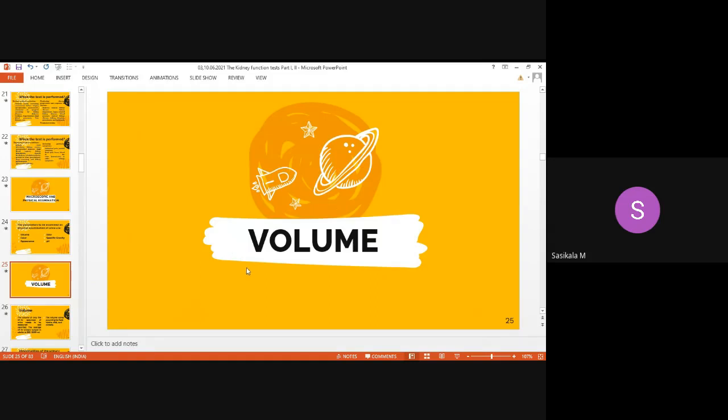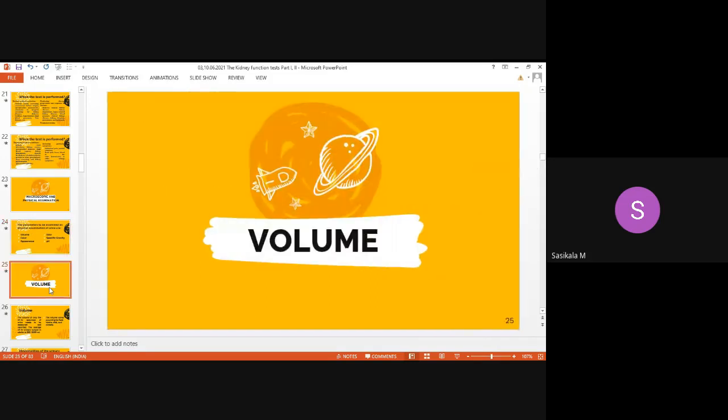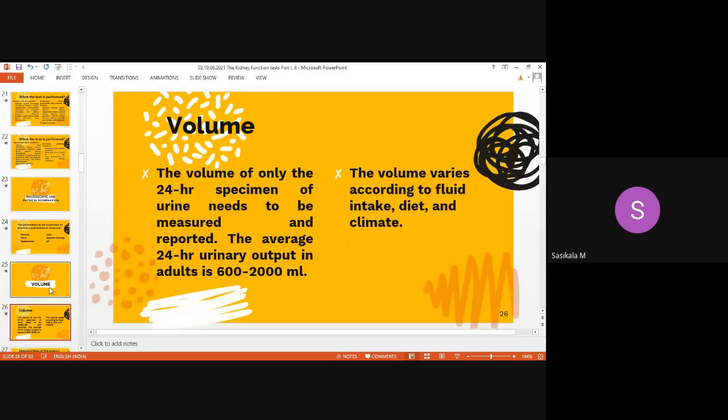First, let's see about volume. The volume of only the 24-hour specimen of urine needs to be measured and reported. This 24-hour specimen is one of the sample collections, and it is measured for the output volume and reported for volume examination.